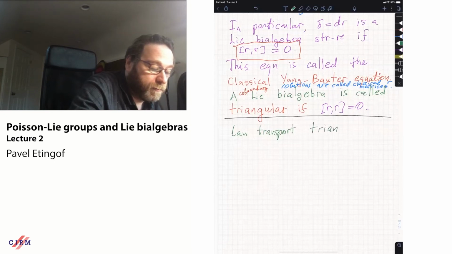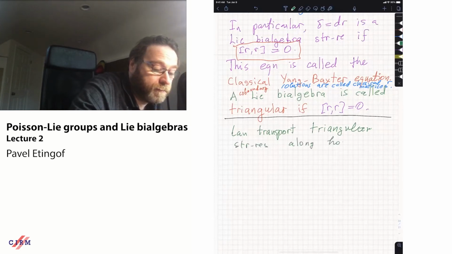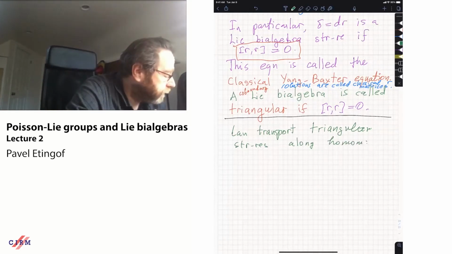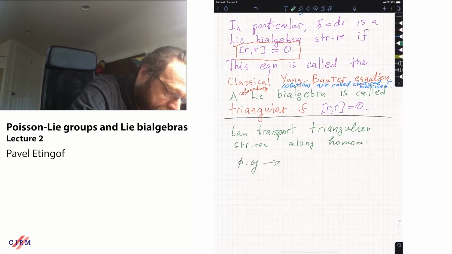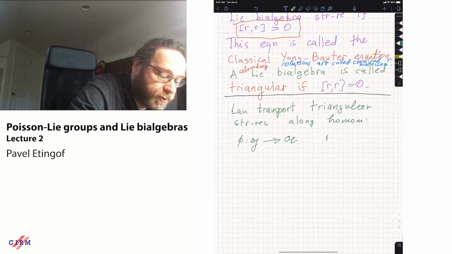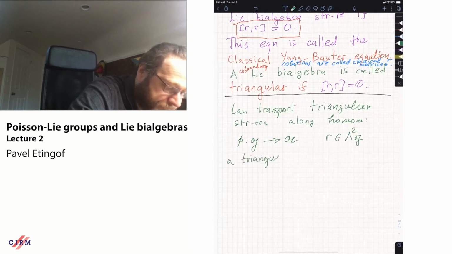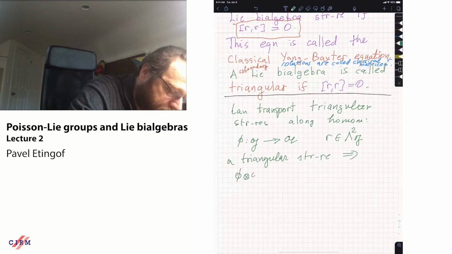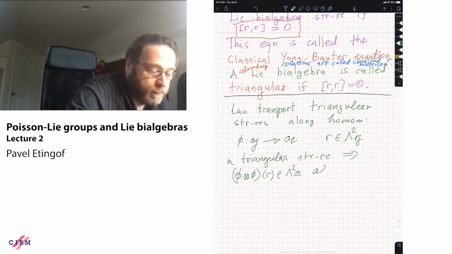triangular structures along homomorphisms. This is something that we cannot do with general co-boundary structure. So if you have a homomorphism of Lie algebras phi from G to A, and R in wedge 2 of G, a triangular structure, then if you take phi tensor phi of R in wedge 2 of A, this is also a triangular structure.